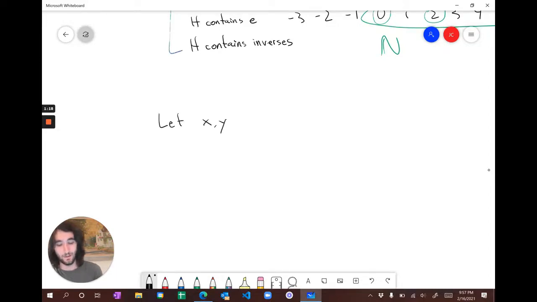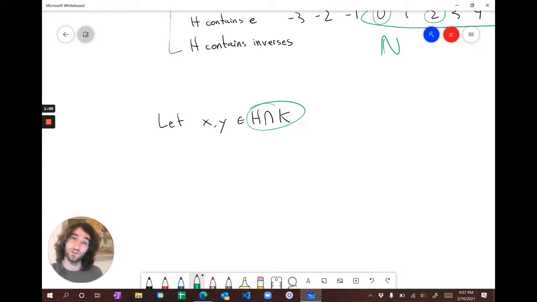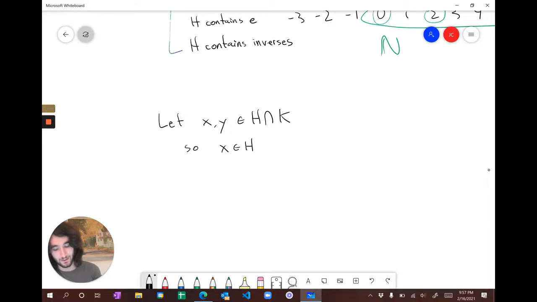Let's pick 2 elements in the set, right? And then we have to show that when you multiply them together, you're still in the set. Well, what does it mean to be in H intersect K? It means that you're in H and you're in K. So we can say X, Y are in H, and X, Y are in K. Now we know that H and K are subgroups, right? So H and K are groups by themselves, which means they're closed under the operation.